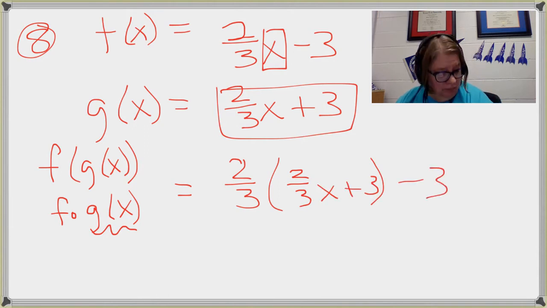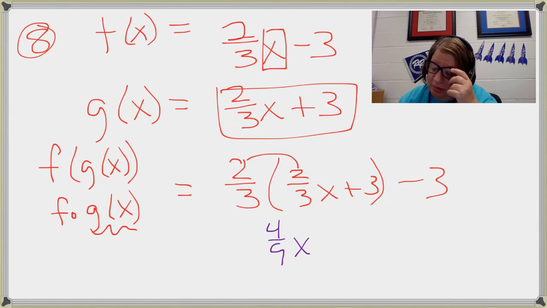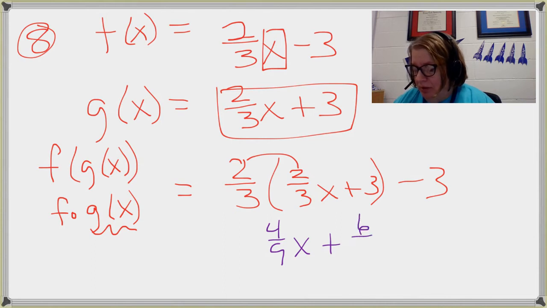Be careful here. Before you would cancel those 3's, you have to distribute. What happens when I multiply 2/3 times 2/3? Let's go back and do a little fraction multiplication. 2/3 times 2/3. 2 times 2 is 4. 3 times 3 is 9. 4/9 x plus 3 times 2/3 is 6/3, which is 2, minus 3.